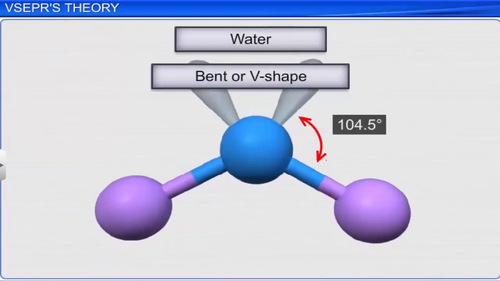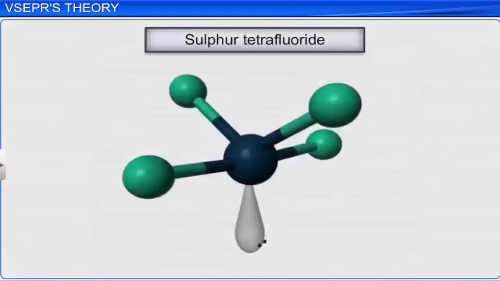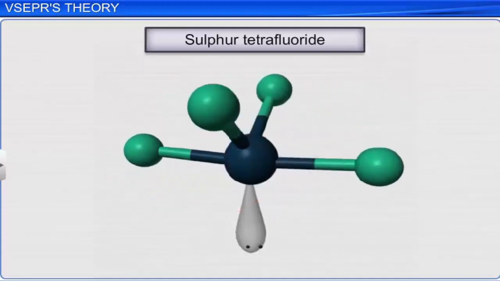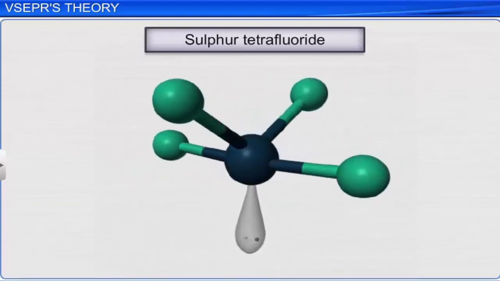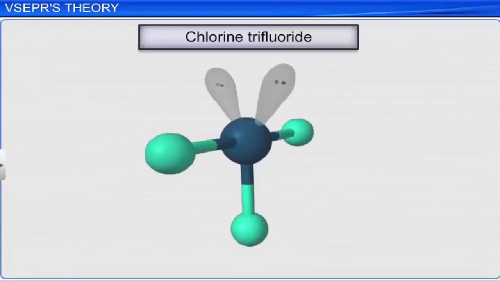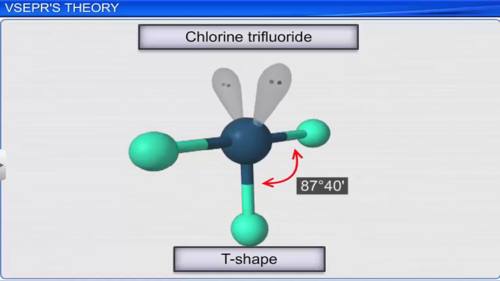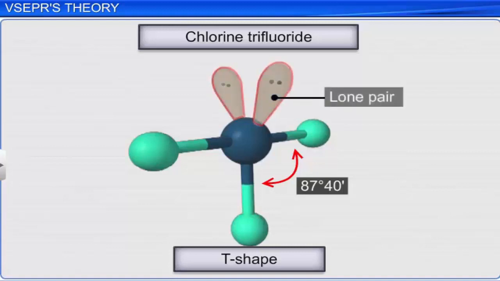A sulfur tetrafluoride molecule is seesaw-shaped as its bond angles are 101 and 173 degrees, due to the lone pair of electrons present on its central atom. The chlorine trifluoride molecule is T-shaped and its bond angle is 87 degrees 40 minutes, and the molecule shape is distorted due to the 2 lone pairs of electrons on the central chlorine atom.